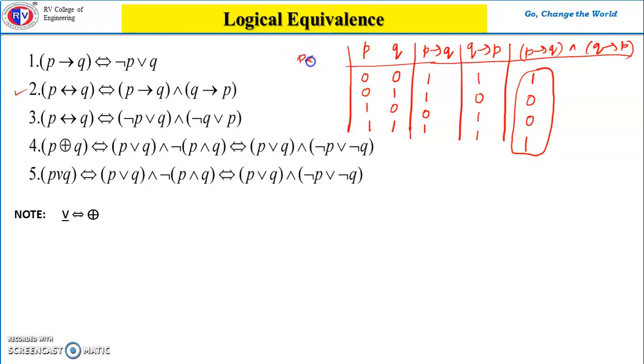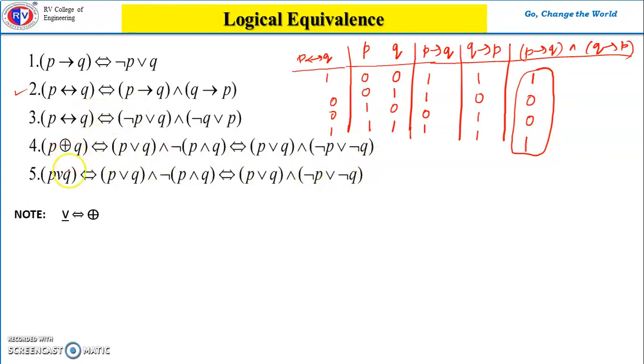What P biconditional Q is: when both the inputs are the same it will be true, and when inputs are different it will be false. So 1 0 0 1, here also 1 0 0 1. So that's why they are logically equivalent. These also can be checked.